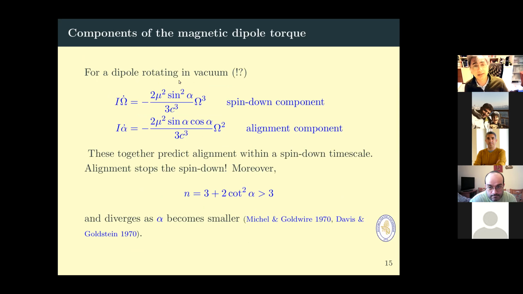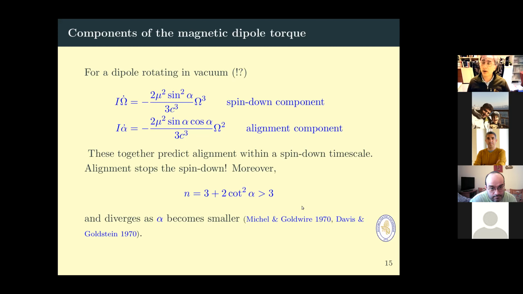Another issue is that this vacuum dipole model has other torque components. One component is the spin down component that we have already mentioned, but there is another one, which is the alignment component. It's expected in theory that the separation between the rotation and magnetic axis will be decreasing in time, and this is going to lead to braking indices even greater than 3. And this was noticed in 1970, soon after the discovery of the pulsars.